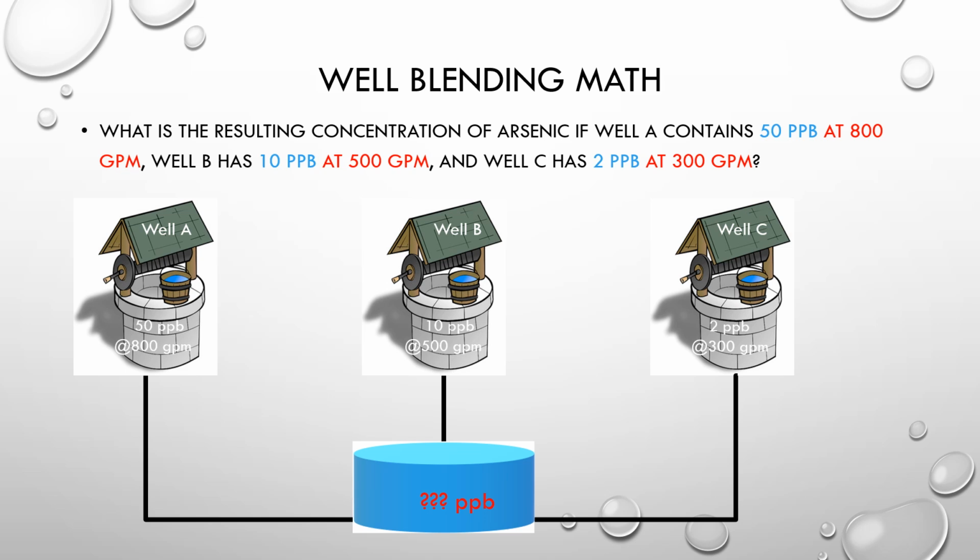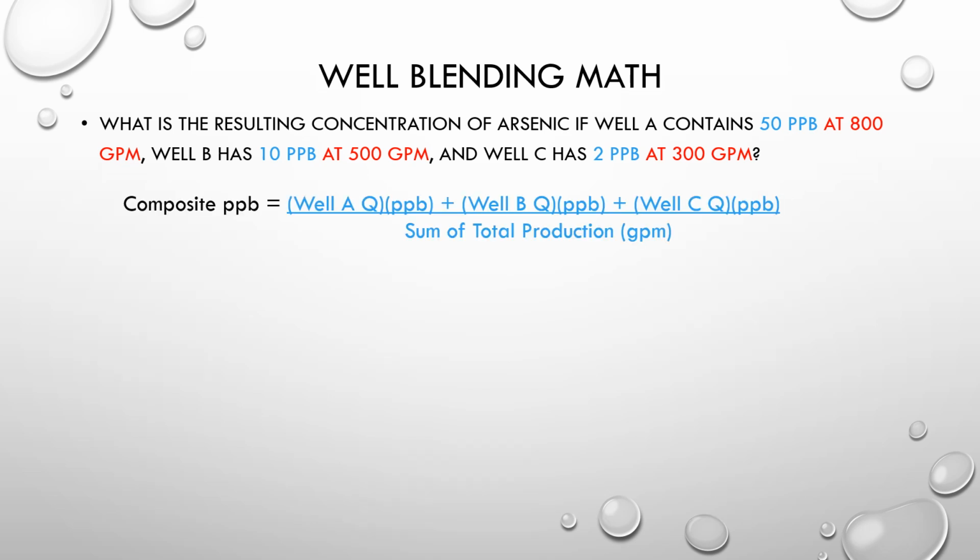All right, so what is the resulting concentration of arsenic if well A contains 50 parts per billion at 800 gallons per minute? Well B has 10 parts per billion at 500 gallons per minute, and well C has 2 parts per million at 300 gallons per minute. All right, punch that into a formula.